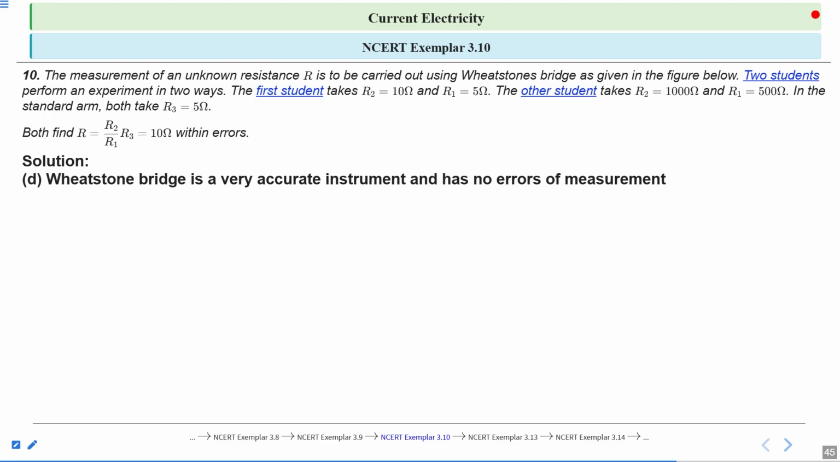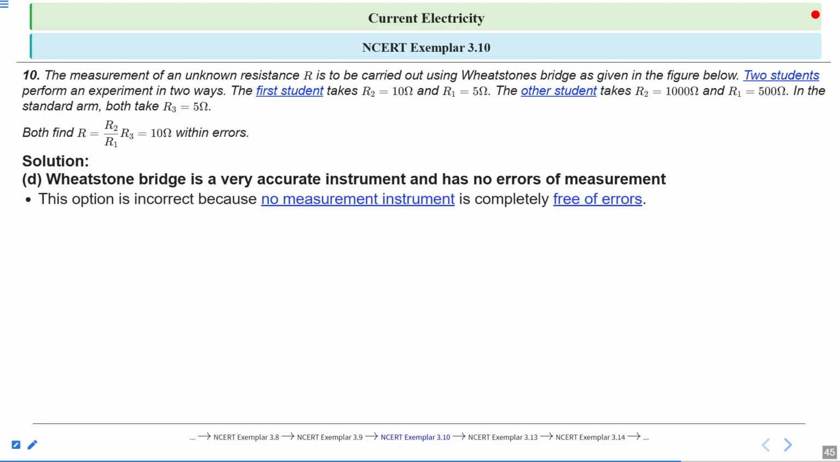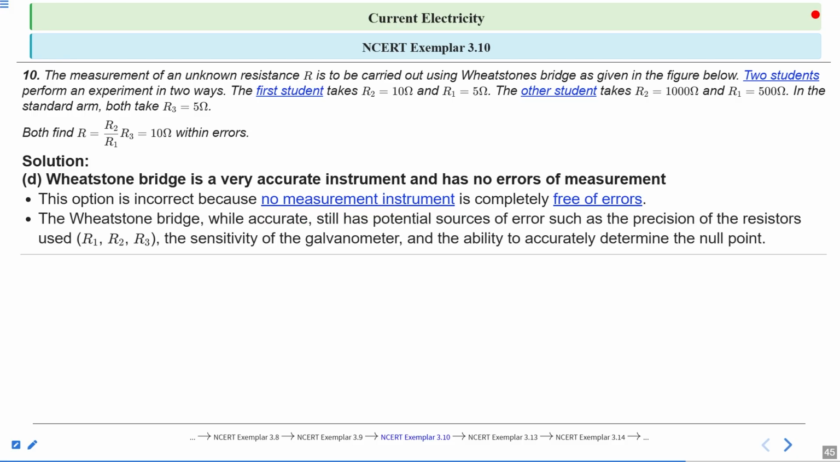Wheatstone bridge is a very accurate instrument and has no error of measurement. This option is also incorrect, because no measurement instrument is completely free of errors. The Wheatstone bridge, while it is accurate, still has potential sources of error such as the precision of the resistors used, R1, R2, R3, the sensitivity of the galvanometer, and the ability to accurately determine the null point. So Wheatstone bridge can also have some amount of errors.